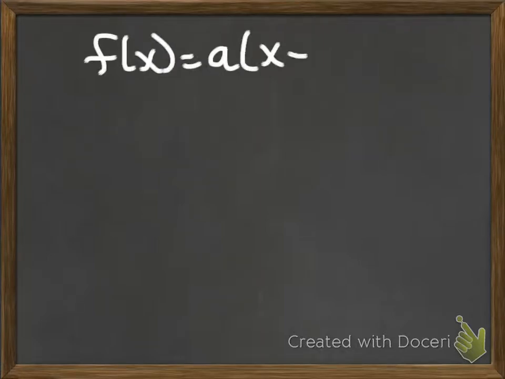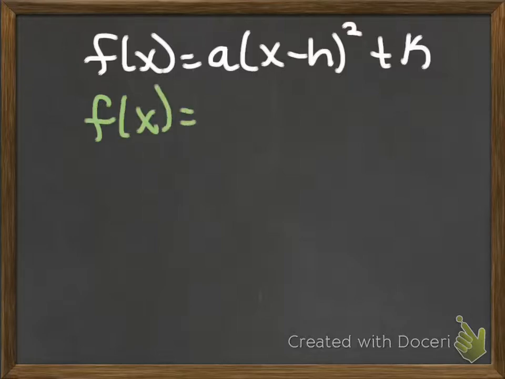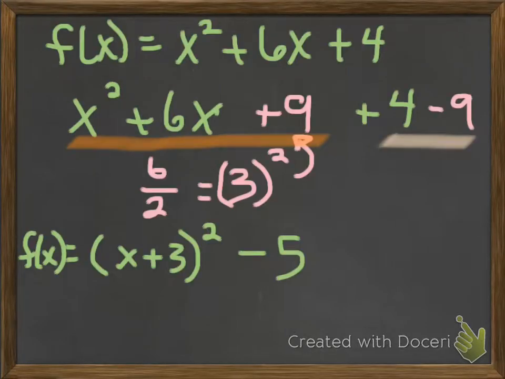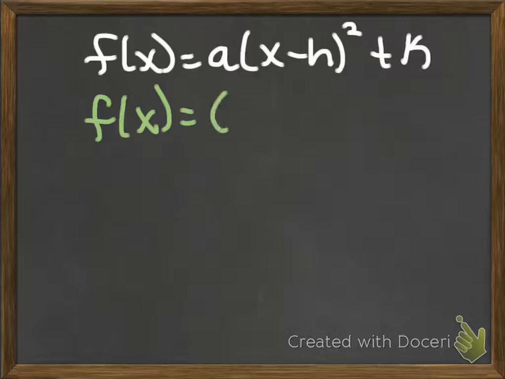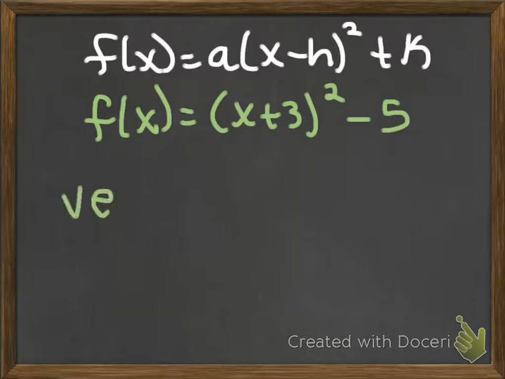Okay. Again, we knew what we wanted was something like this. Okay. And what we got is something that looks very similar. We got f of x equals x plus 3 squared minus 5. And remember, the question was to find the vertex. Okay. And if you remember from what it is that we want, the vertex is the h comma k.